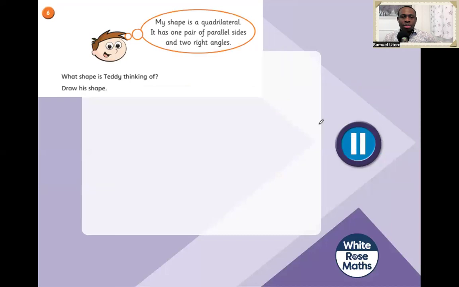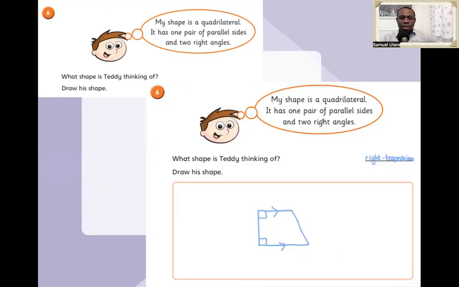Pause the video and answer question 6 in 2 minutes. Assuming you've paused the video and you've answered question 6, here are the answers. So here you were asked, Teddy says, my shape is a quadrilateral. It has one pair of parallel sides and two right angles. That should be a trapezium. And we call it a right trapezium, when it's a trapezium that looks like this.